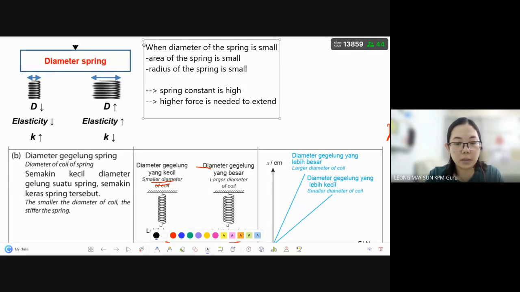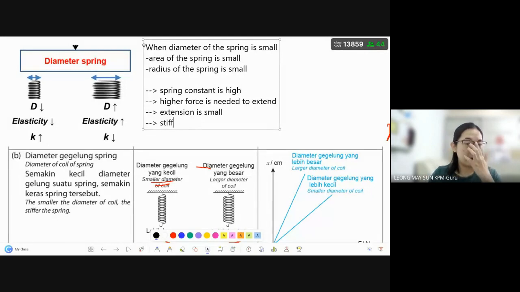to extend the spring, and then the extension is small. So if the extension is small, we identify that the spring is actually a stiff spring.